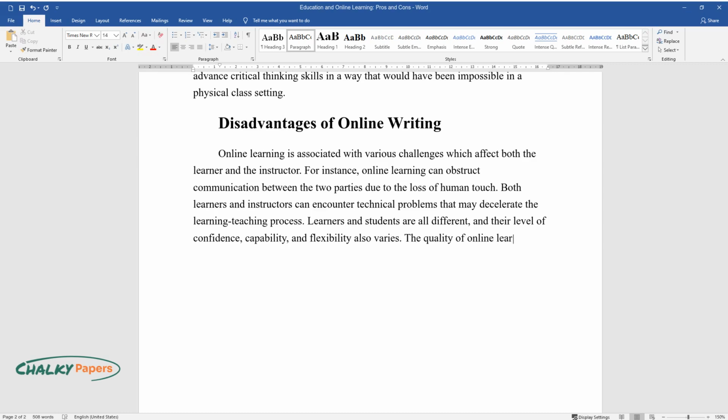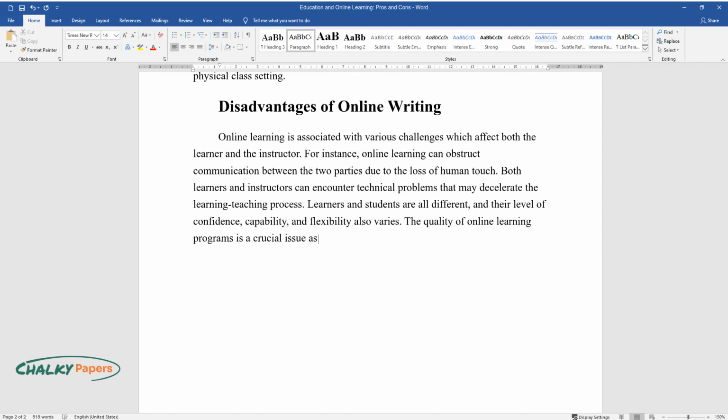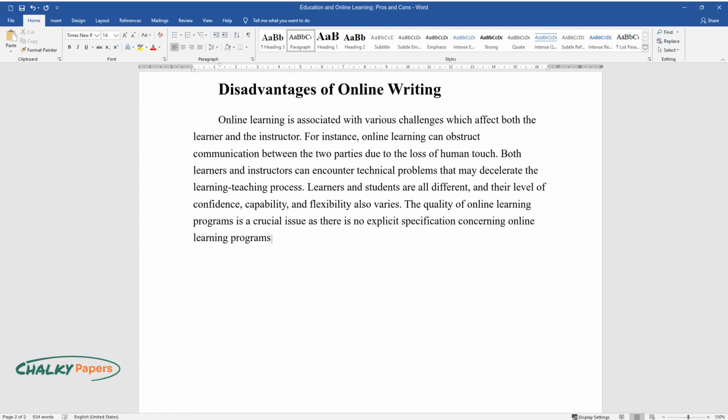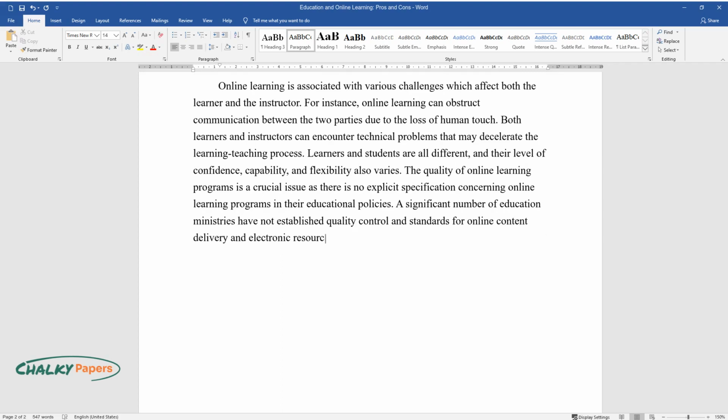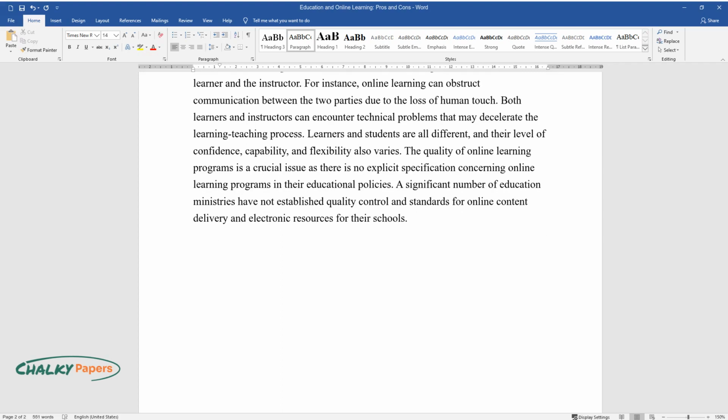The quality of online learning programs is a crucial issue as there is no explicit specification concerning online learning programs in their educational policies. A significant number of education ministries have not established quality control and standards for online content delivery and electronic resources for their schools.